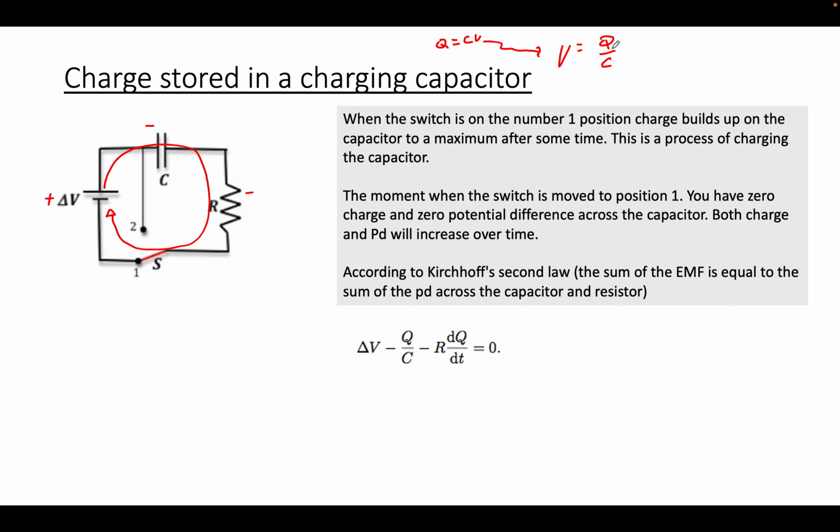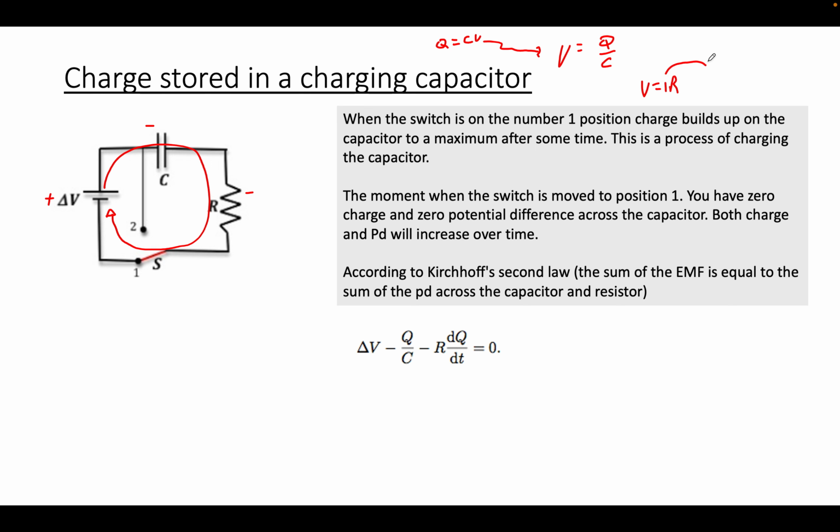So I substitute Q over C in here. And the same thing, we can substitute V equals IR into here. And instead of saying I, because we don't know I, we can use Q over t. So we're going to take V equals IR.